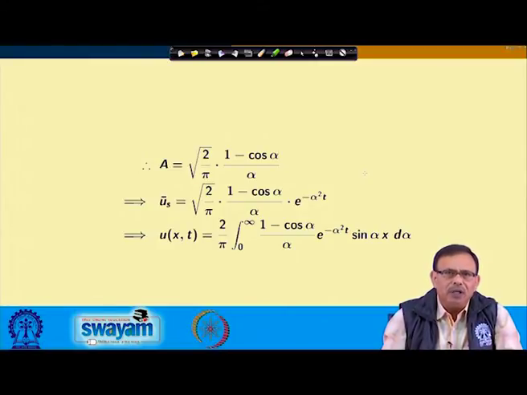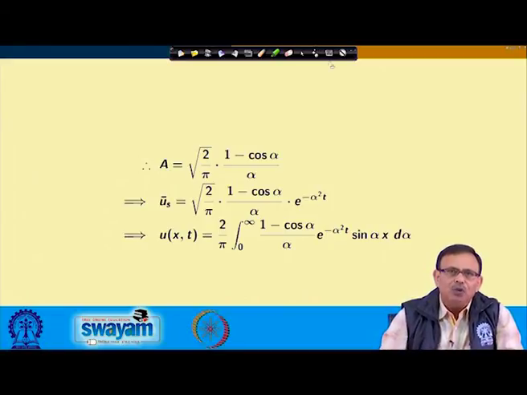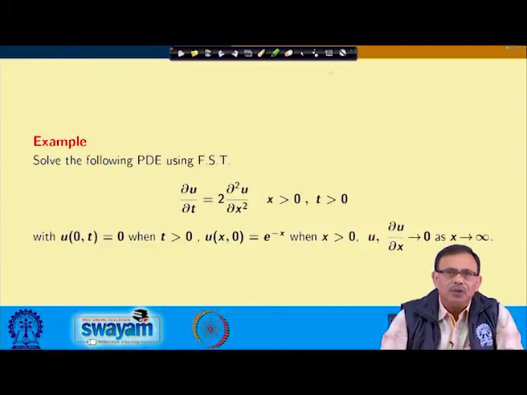And if I evaluate the integral, I can tell what the value of u x t is. I am leaving it for you, which you can evaluate on your own.